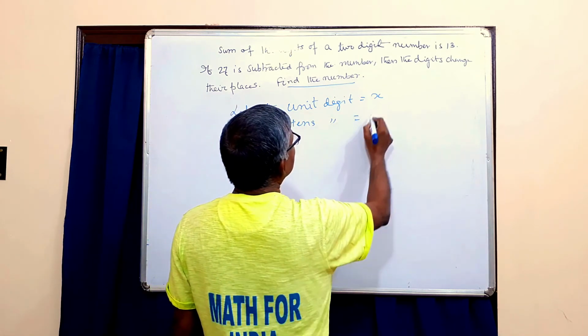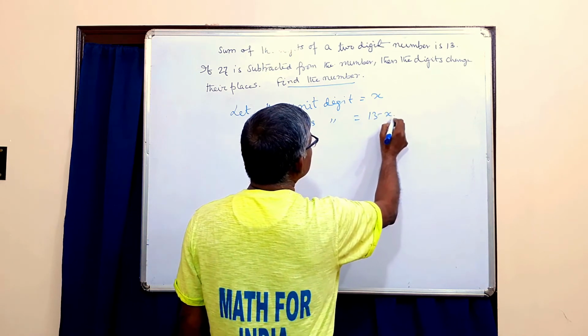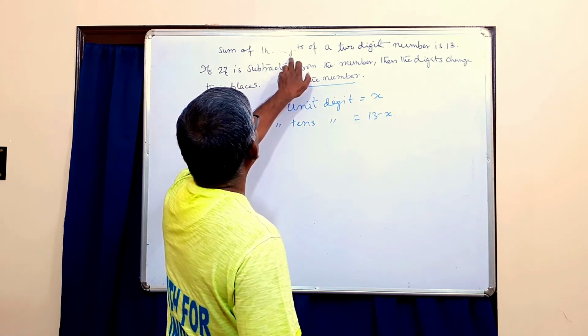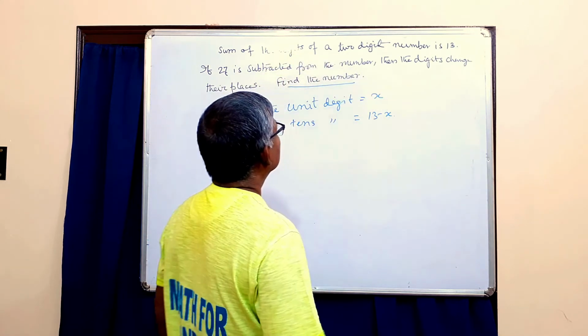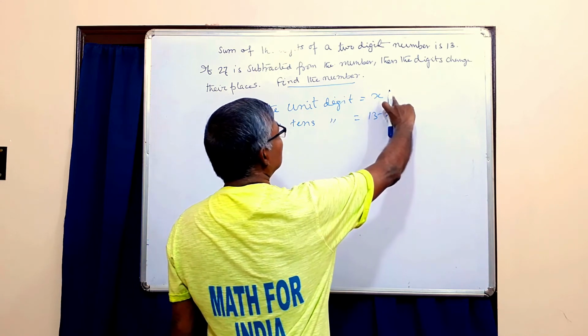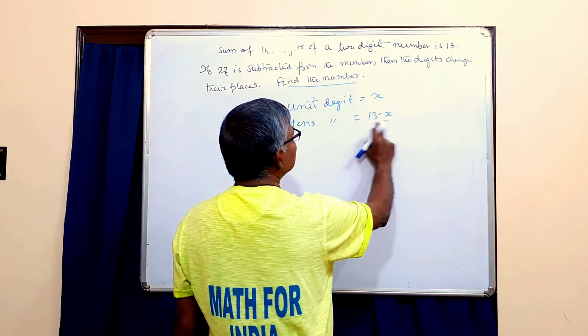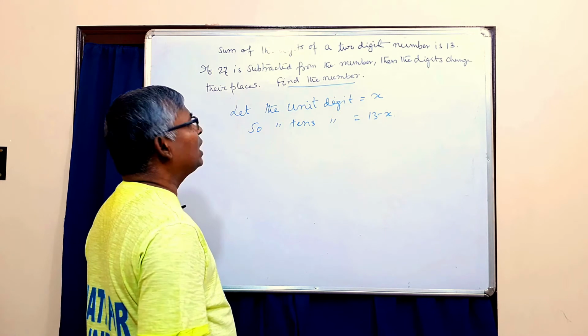is 13 minus x. Here it is given the sum of the digits of a two-digit number is 13. One is x, the other is 13 minus x. So what is the number?